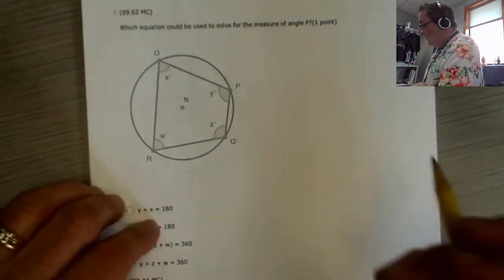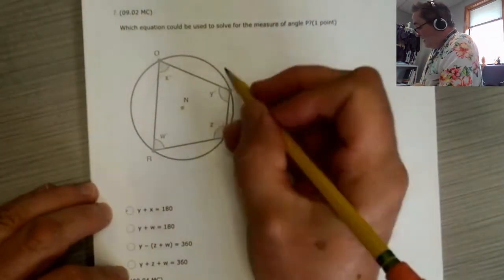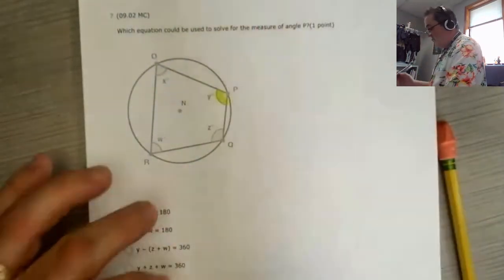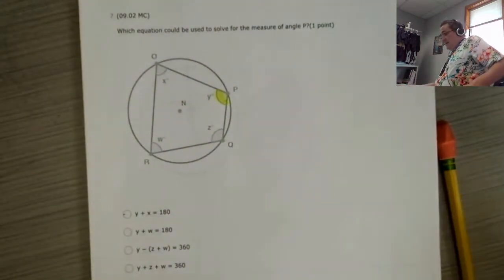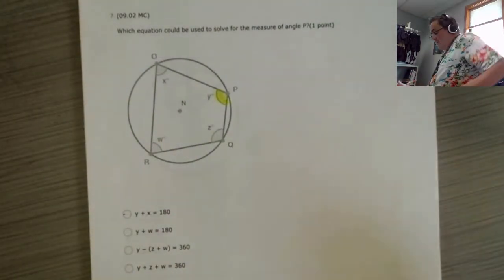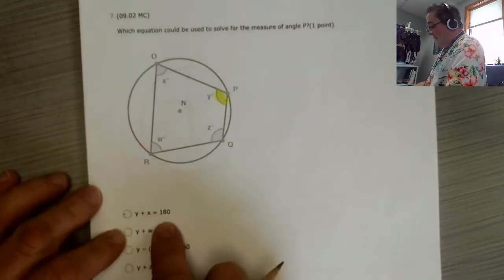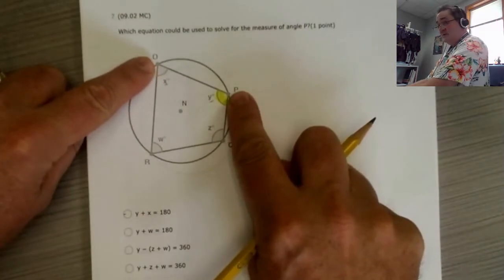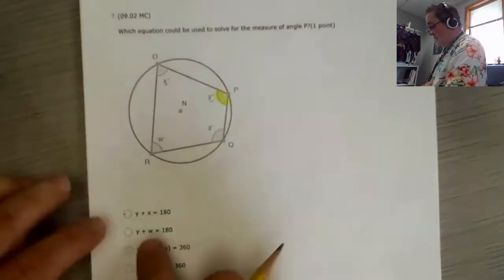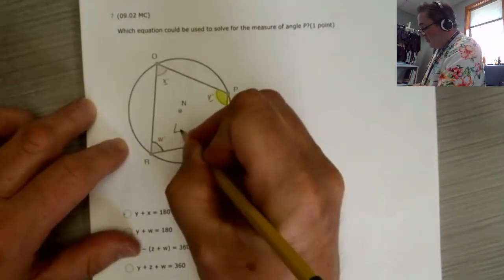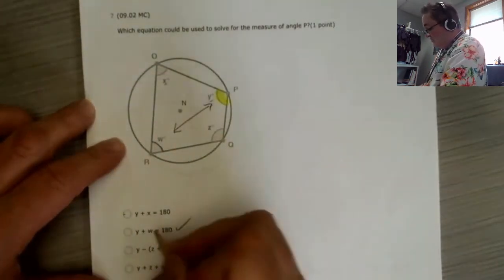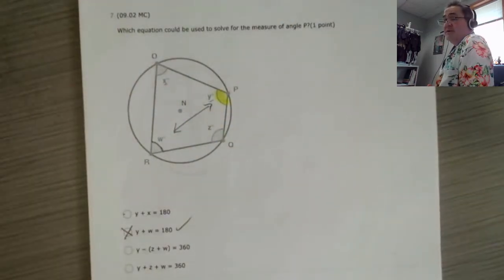Number 7. Which equation could be used to solve for the measure of angle P? Okay, so that's right here. This is angle P. It's labeled as y degrees in there. And how could we find it? So this says y plus x equals 180. There's nothing that says those equal 180. That is not true. How about y plus w? Okay, these are opposite corners of the inscribed quadrilateral. So that is true. Those would equal 180 degrees.